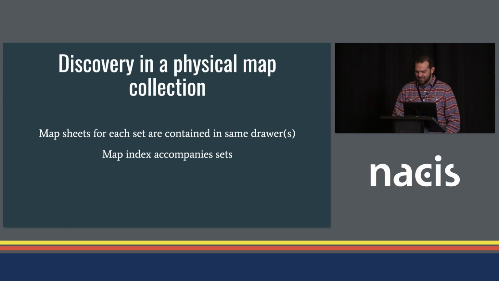Okay, so the arrangement of sheets in a physical map collection itself is conducive to discoverability, where indexes are typically found accompanying map sets, and sheets are contained within the same drawers, often with the whole set in the same drawer or close by one another. Adjacent sheets, a sheet next to the sheet that one is looking for, might be found very nearby in that stack of maps. So in a way, that physical map collection is still sometimes the best way to discover this sort of material.